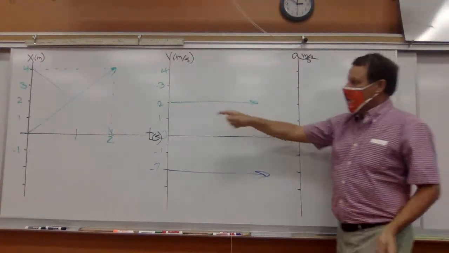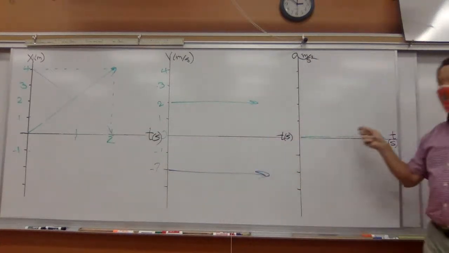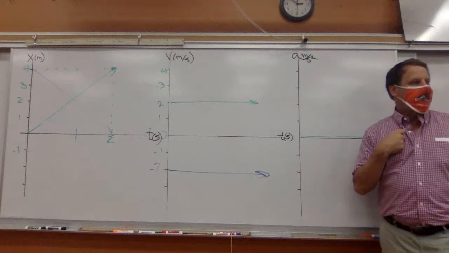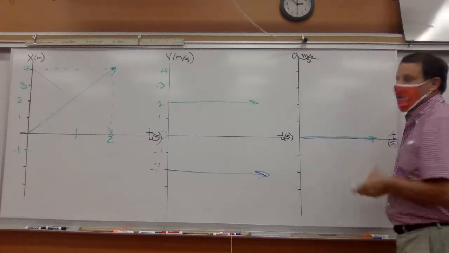Okay, and so this line right here is going to go here, but what is the acceleration line going to look like? Is it the same? It's going to be the same, right? Just because it's 0.